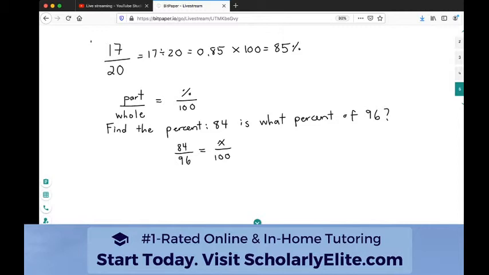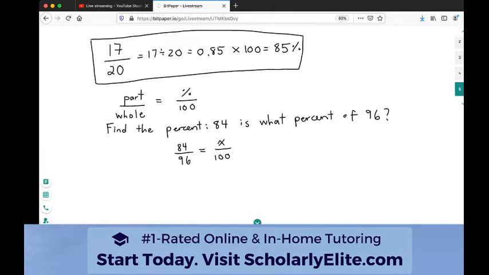Now, the way we solved for it before was a step where we said basically, okay, we'll do this division and then we'll multiply it by 100. Well, let me show you how this makes sense in the same situation that we would do here, okay? So in this situation, we're going to cross multiply like this. So we get 84 times 100 equals 96 times x. So 84 times 100 is 8,400. And on this side, I have 96x.